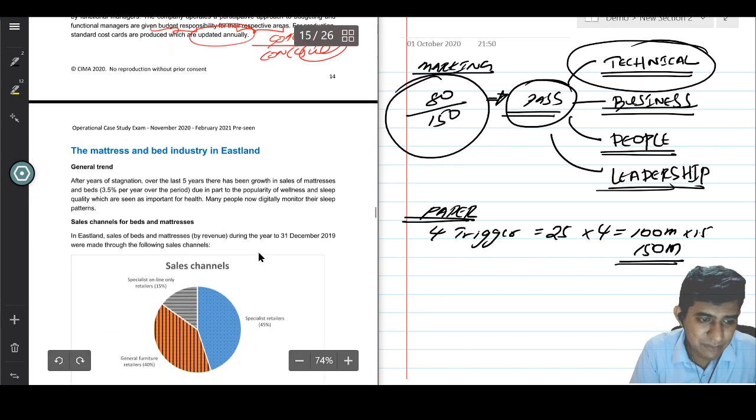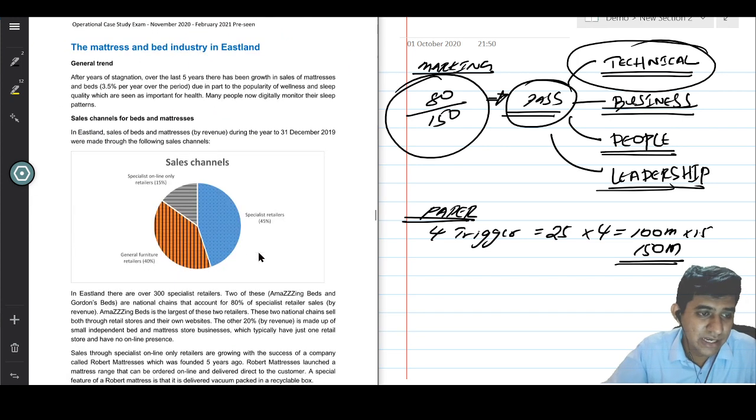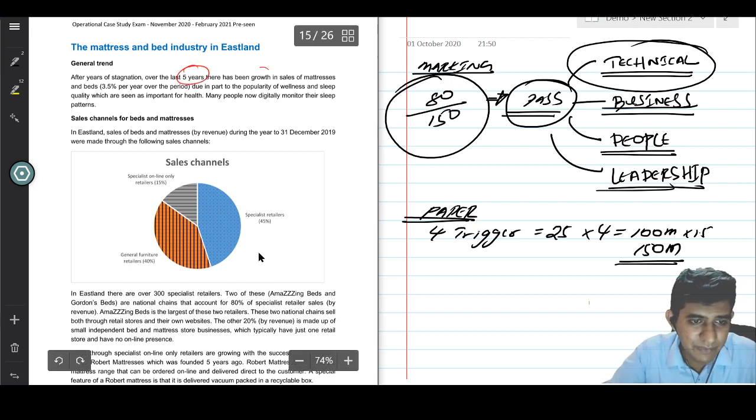The mattress and bed industry, they have generally given. So after stagnation over the last 5 years, there has been growth in the sales of mattresses and beds, 3.5% per year over the period. They are also saying that due to the popularity of wellness and sleep quality, which is seen as important for health, many people now digitally monitor their sleep pattern. I think you may be aware of the fitness bands we have now. We can identify our sleep pattern, the deep sleep, everything.